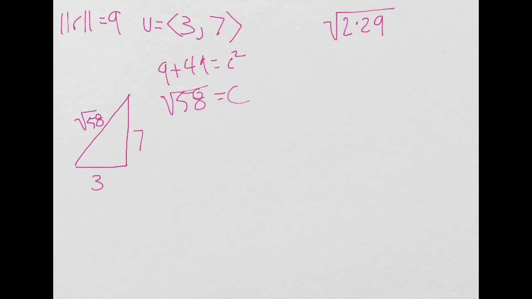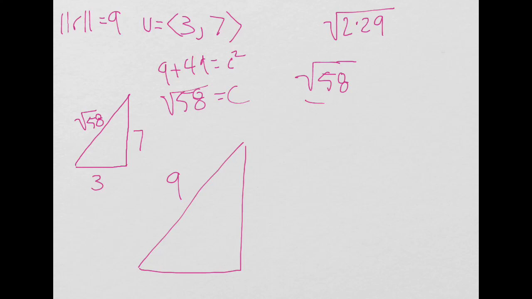But now think about this. We want a similar triangle, but we want it to have magnitude, i.e. hypotenuse, of 9. Well, think about what you need to multiply the square root of 58 by to get 9. If you start with the square root of 58, if I divide by the square root of 58 and multiply by 9, my numerator and denominator are going to cancel, and I'll get the 9 that I want. So that tells me that I need to multiply everything by 9 over the square root of 58.